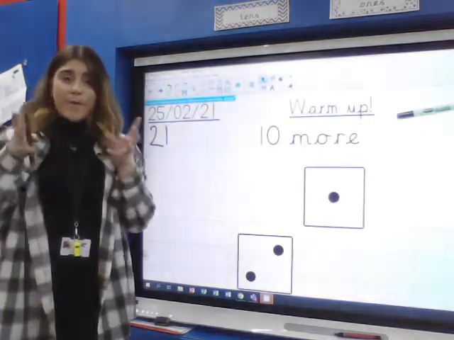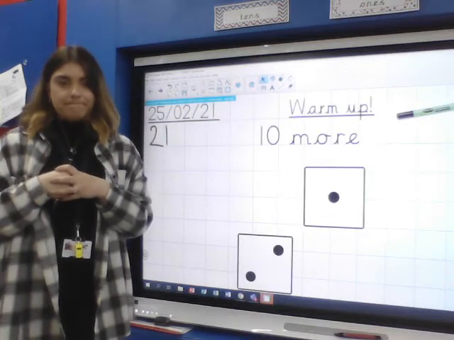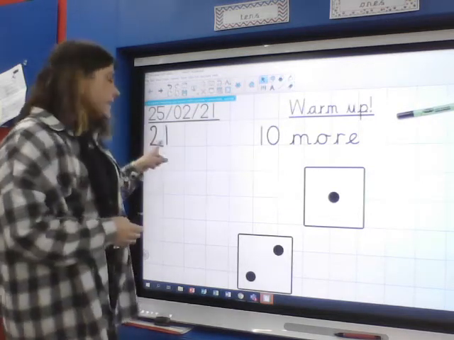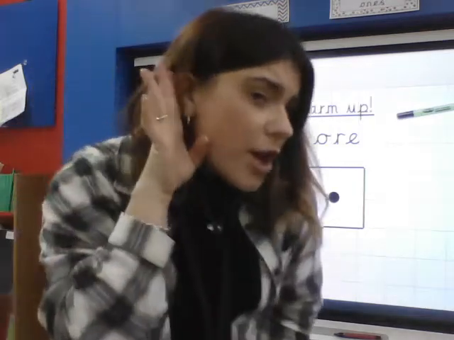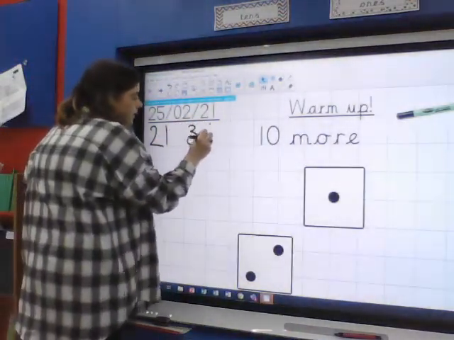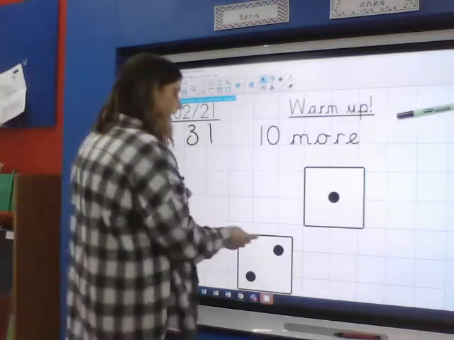So what's the rule when we're adding 10? What changes and what stays the same? So the 10s change and the 1s stay the same. So 10 more than 21 is, let me see if I can hear you, 21, 31. So you should have written down 31. 21, 31. Okay, let's roll again.